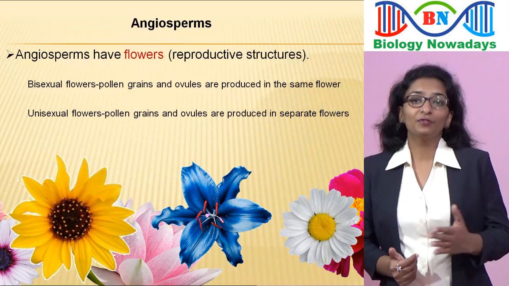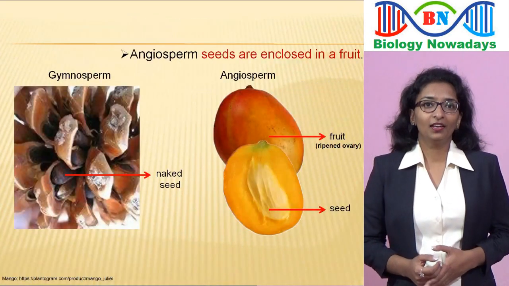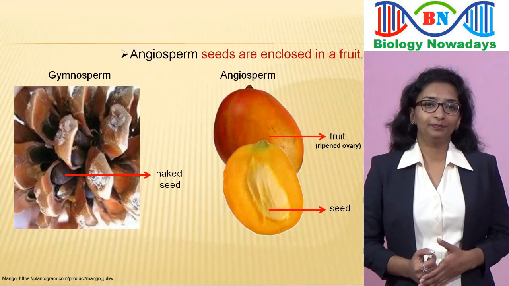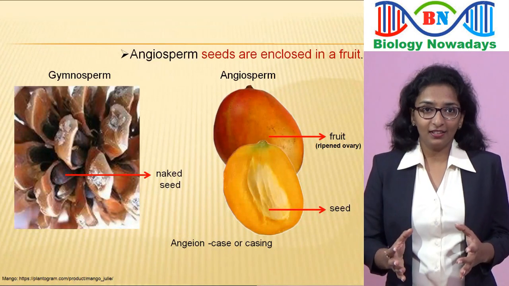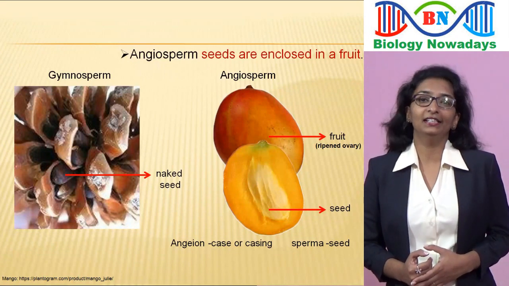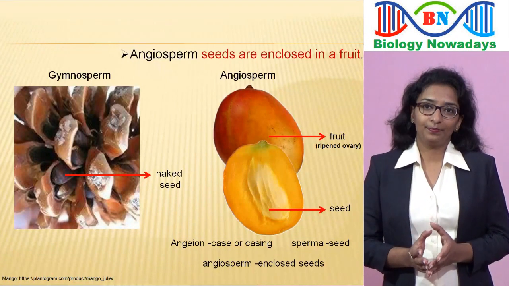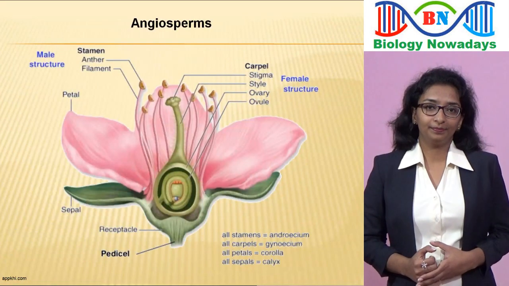Unlike the naked seeds of gymnosperms, here the seeds are enclosed in a fruit. The word angiosperm comes from two Greek words. Angion, meaning case or casing, that is a covering, and sperma, meaning seed. So angiosperm means enclosed seeds. Let us have a short look at the structure of flowers.